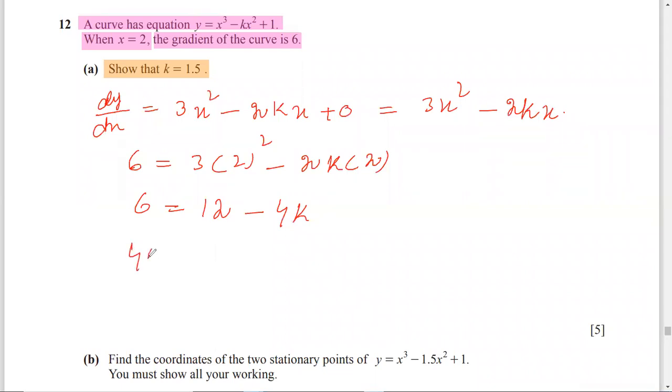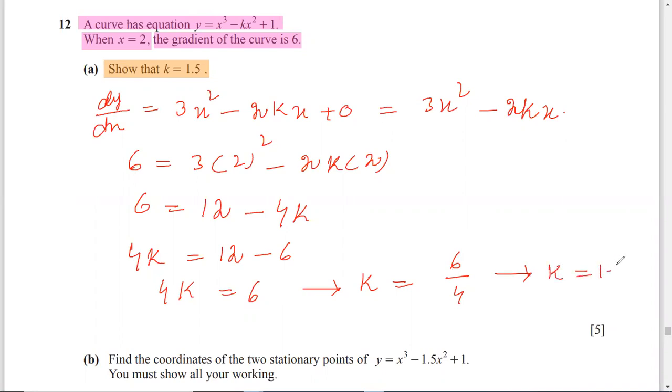Therefore, 4k is equal to 12 minus 6. 4k is equal to 6. So in this way, 4k is 6, so k is equal to 6 over 4. So finally, k is 1.5. It is shown. In this way, part A is completed.